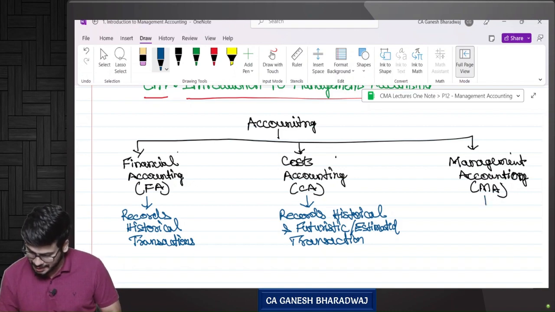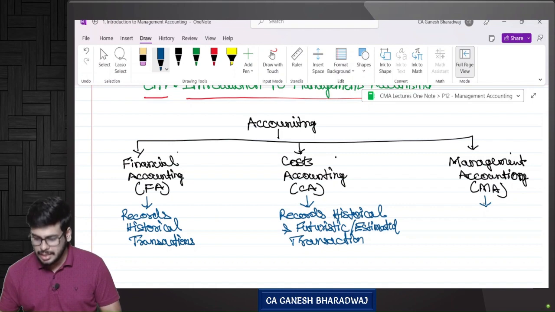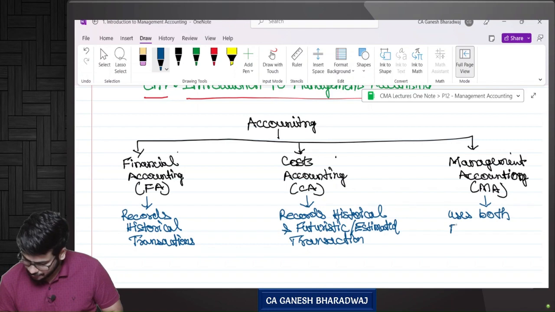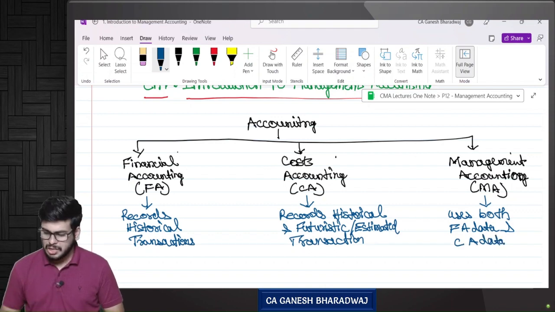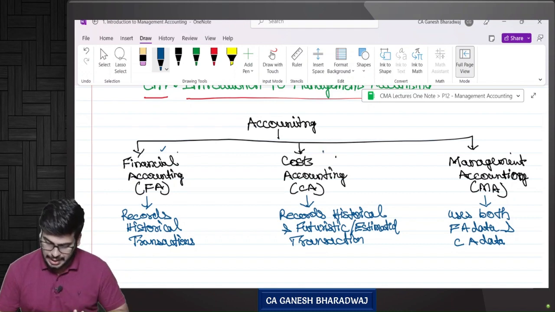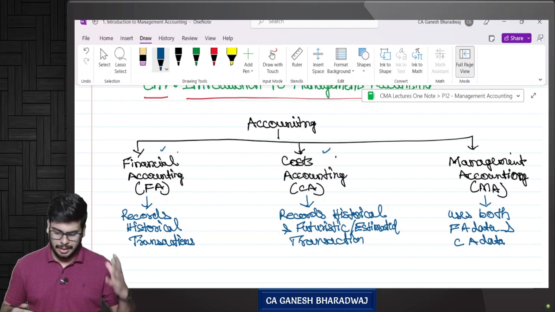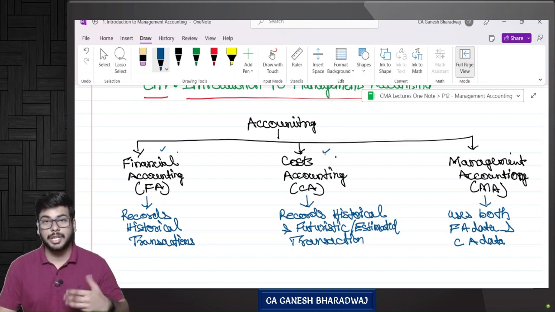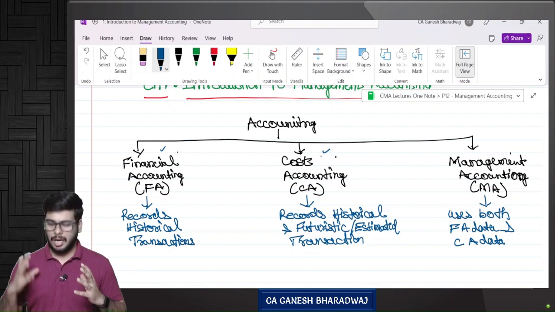Whereas in case of management accounting, technically speaking, it uses both financial accounting data and cost accounting data. That is, management accounting has a very broader scope. It uses the data utilized by financial accounting. It also utilizes the data used under cost accounting. That is, all the historical transactions and future transactions. Not just that, the reports presented under financial accounting and the reports presented under cost accounting, all of these are considered in this branch of accounting called management accounting.